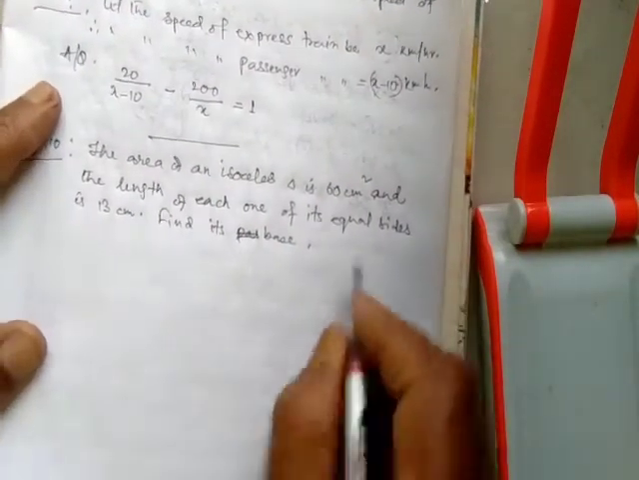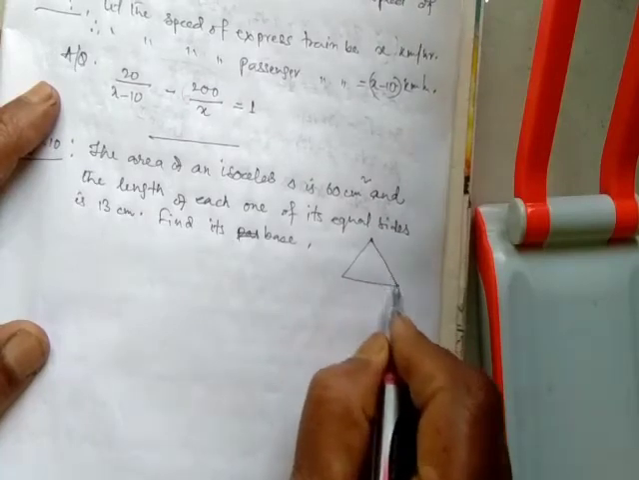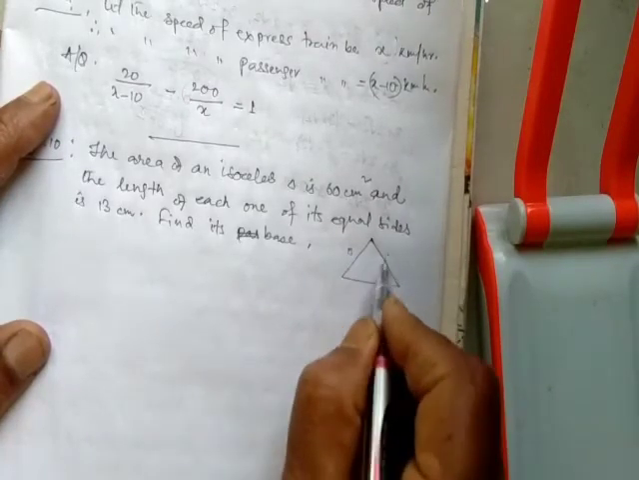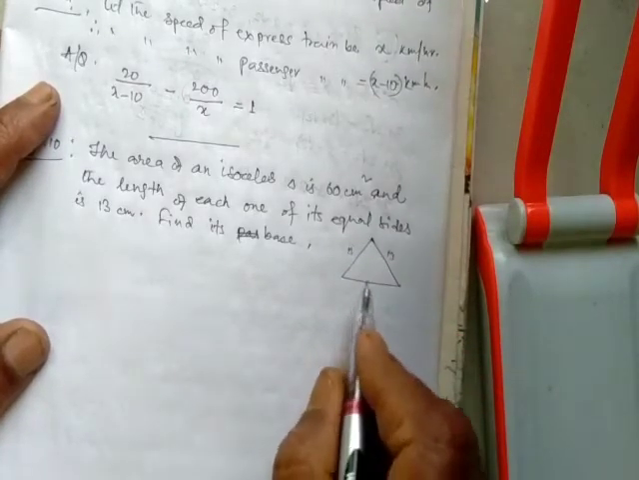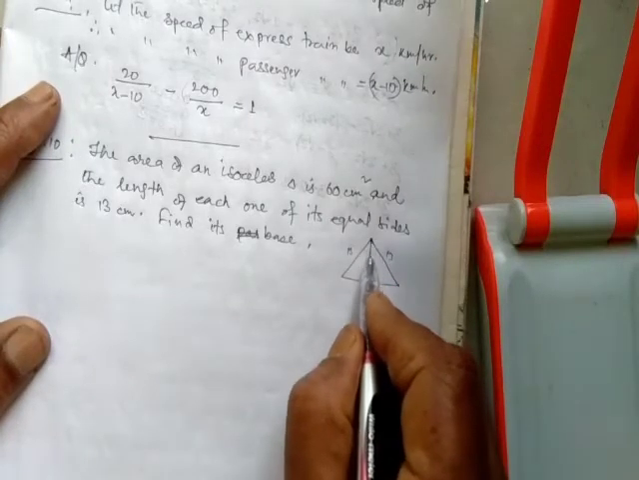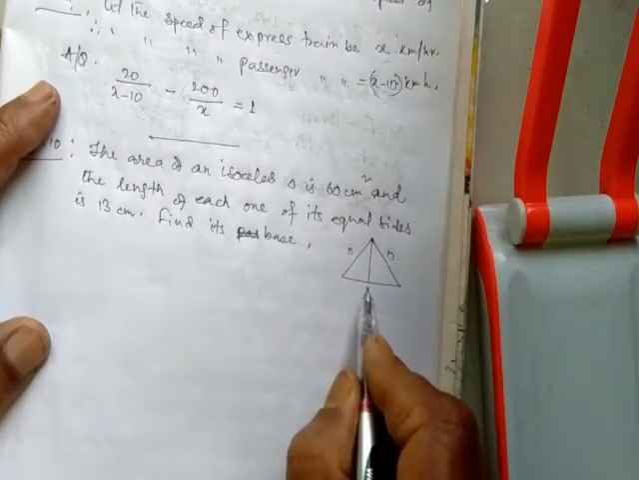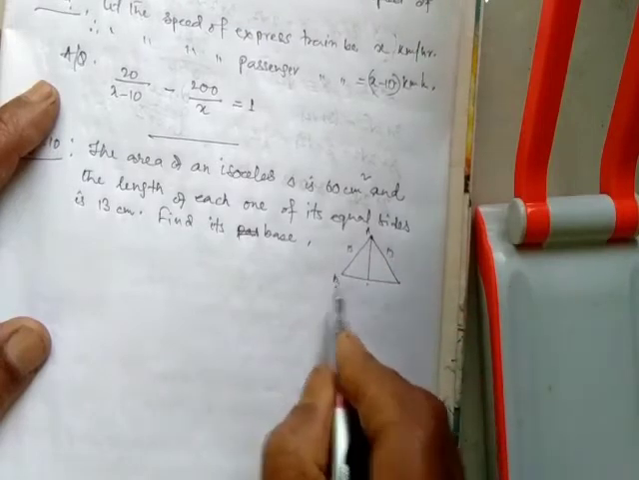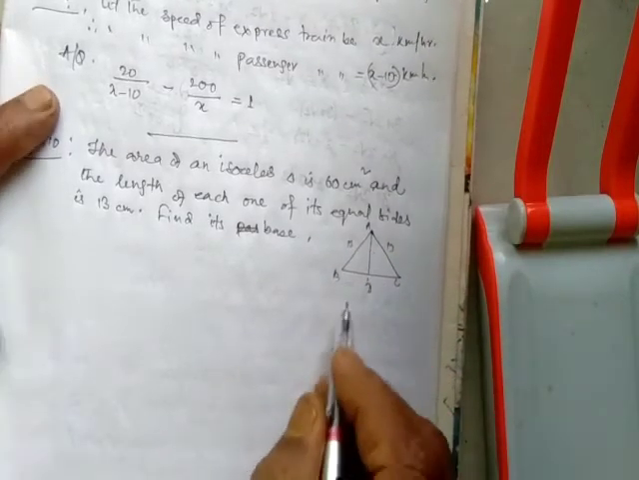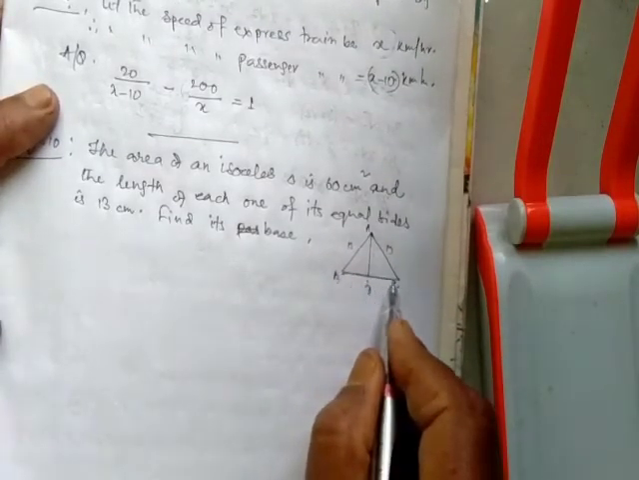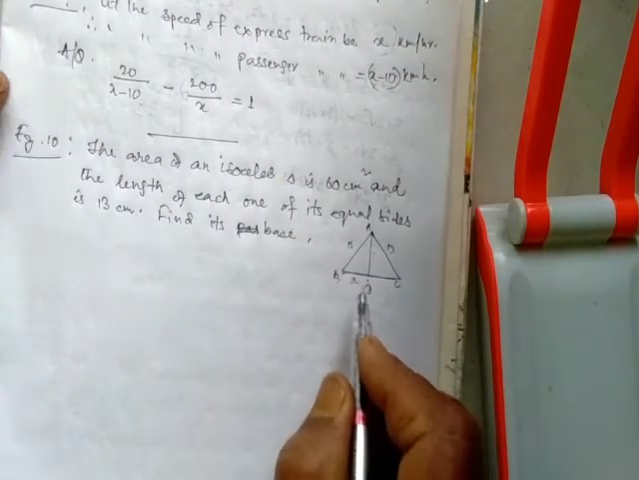This is an isosceles triangle. I am putting one sketch. This is an isosceles triangle. This is 13. This is also 13. In an isosceles triangle, the perpendicular is the median. This is A, B, C, D. AD is the median. If I assume BC is equal to 2x, then this is x.